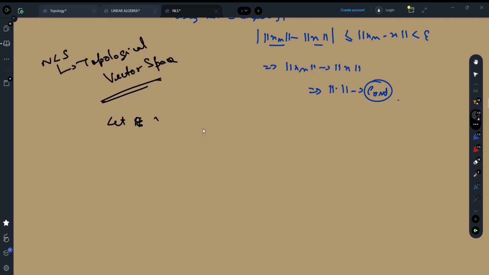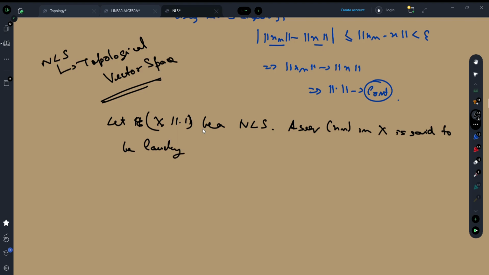Let X be a normed linear space. A sequence xn in X is said to be Cauchy if for all epsilon greater than 0, there exists some natural number n naught such that whenever m and n are greater than n naught, they are arbitrarily close. The distance between xm and xn is less than epsilon. This is the concept of a Cauchy sequence.